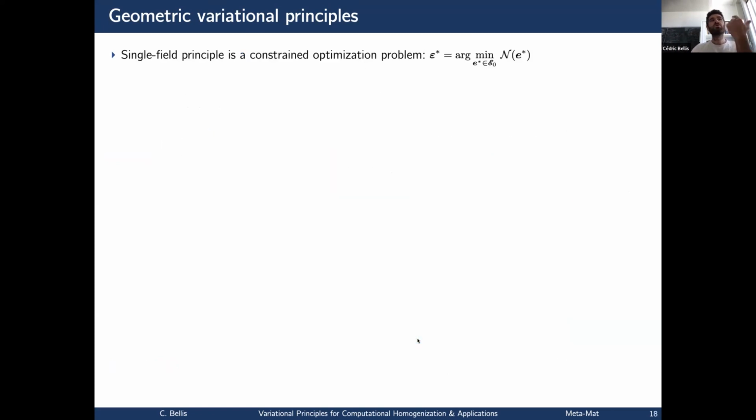Okay, so this is a first reformulation using a single field variational principle into a constrained problem. So we minimize the discrepancy to the equilibrium over the set of kinematically admissible fields. But what about a fully relaxed formulation? So for the time being, let me discuss a two-field geometric variational principle.